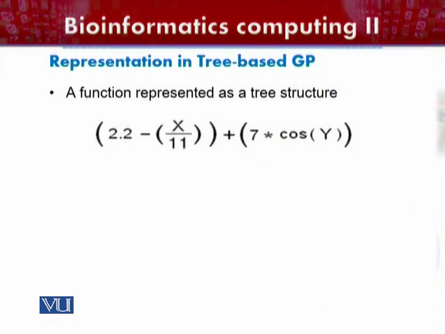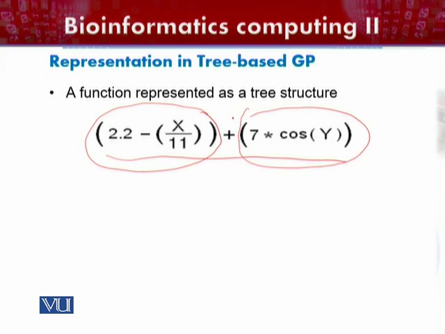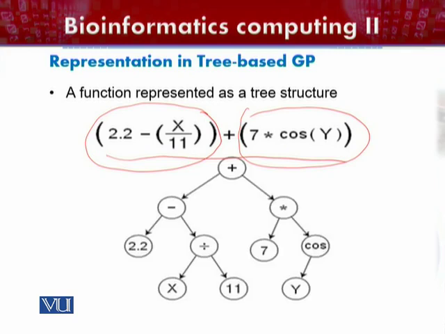This slide represents a function in a tree structure, taken as an example of the tree representation of a function. So here is a function. There are two parts of this function: this part to be added with this part. If we want to represent this function in a tree structure as an input to the genetic programming algorithm, we can see here that this function can be successfully represented as a tree structure, and it is very easy to represent different types of functions in a tree structure.